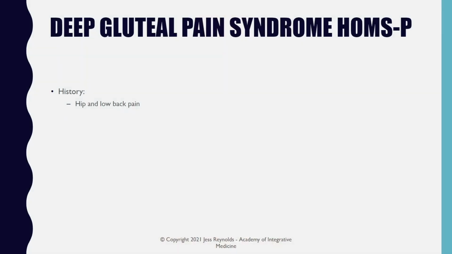Now that we have a fairly detailed understanding of the mechanism looking deep, let's look at what could possibly cause this. So then within our history, we will have hip and low back pain. That's to be expected, and the pain will indeed be within the hip. They'll oftentimes point to their gluteal region quite specifically.